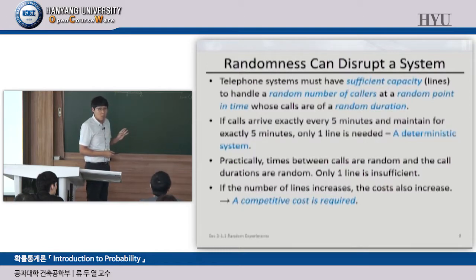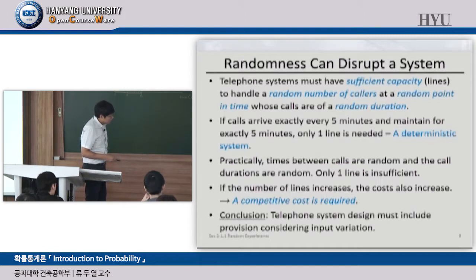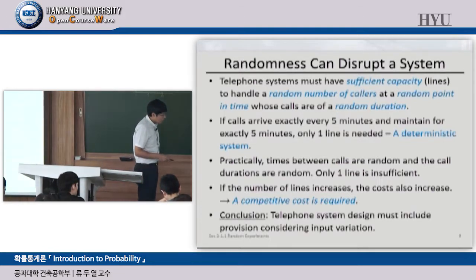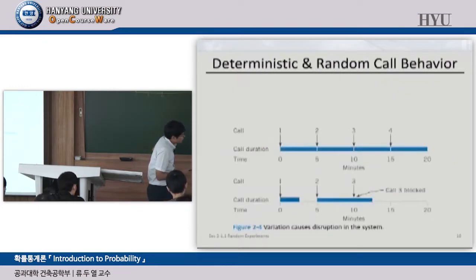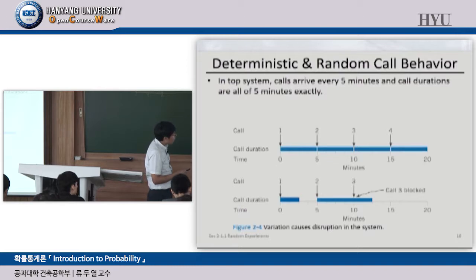So this can be done by the probability. So these are the conclusions. The telephone system design must include provision considering the input variation. And this is the typical description for differentiating the deterministic system. This is the deterministic system. And this is the random system. And in the top system, the calls arrive every 5 minutes, and call durations are all exactly 5 minutes.